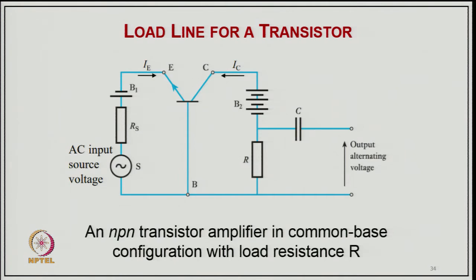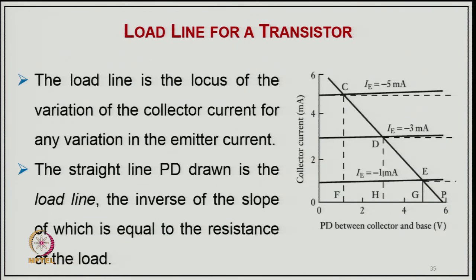Certainly this capacitor will block your DC voltage, because this is the bias we have to provide, and the capacitor is providing that here. You want to get amplification of this small AC signal towards the output. So, this is what we are talking about, the load line.